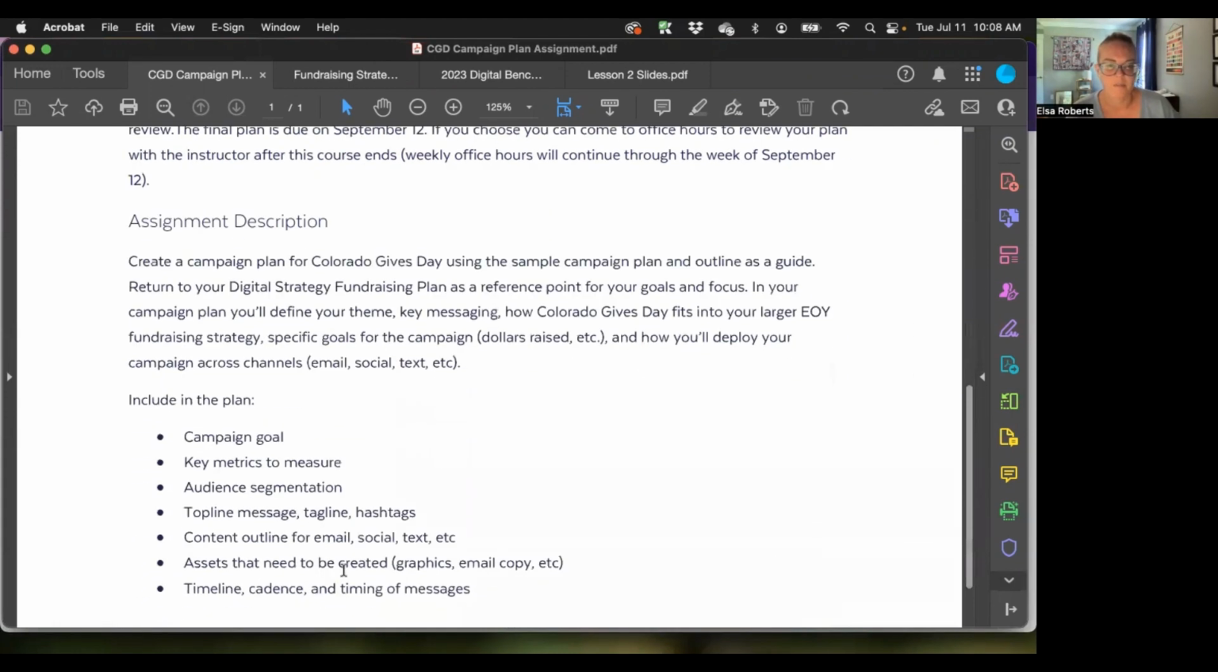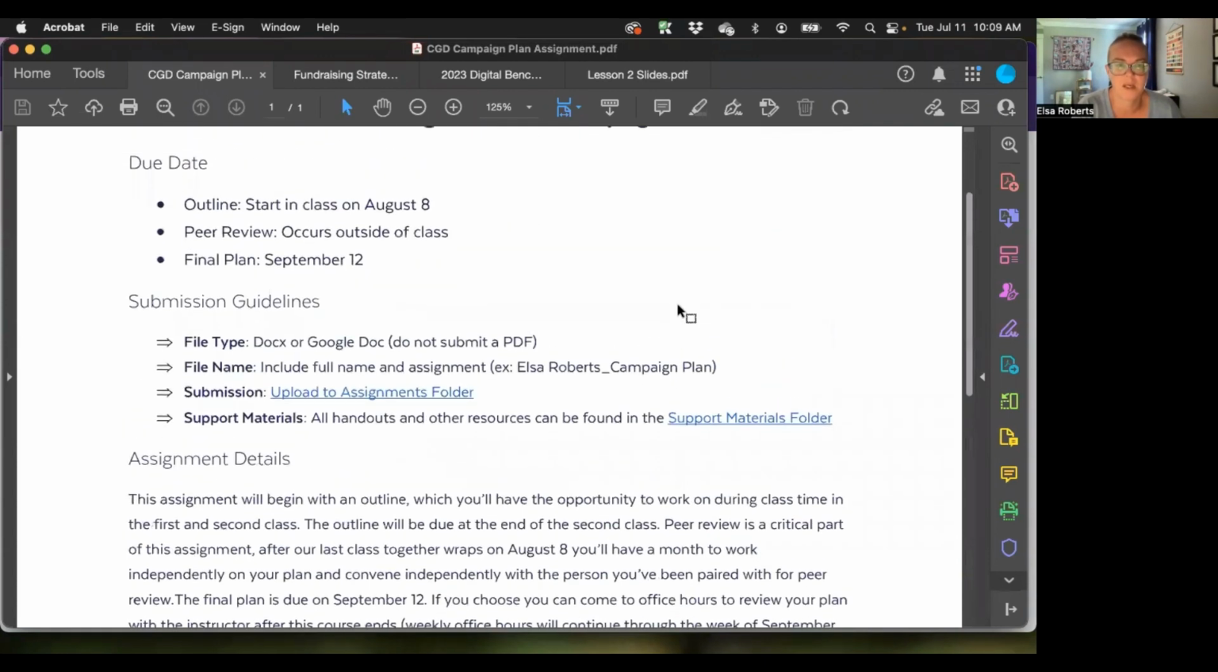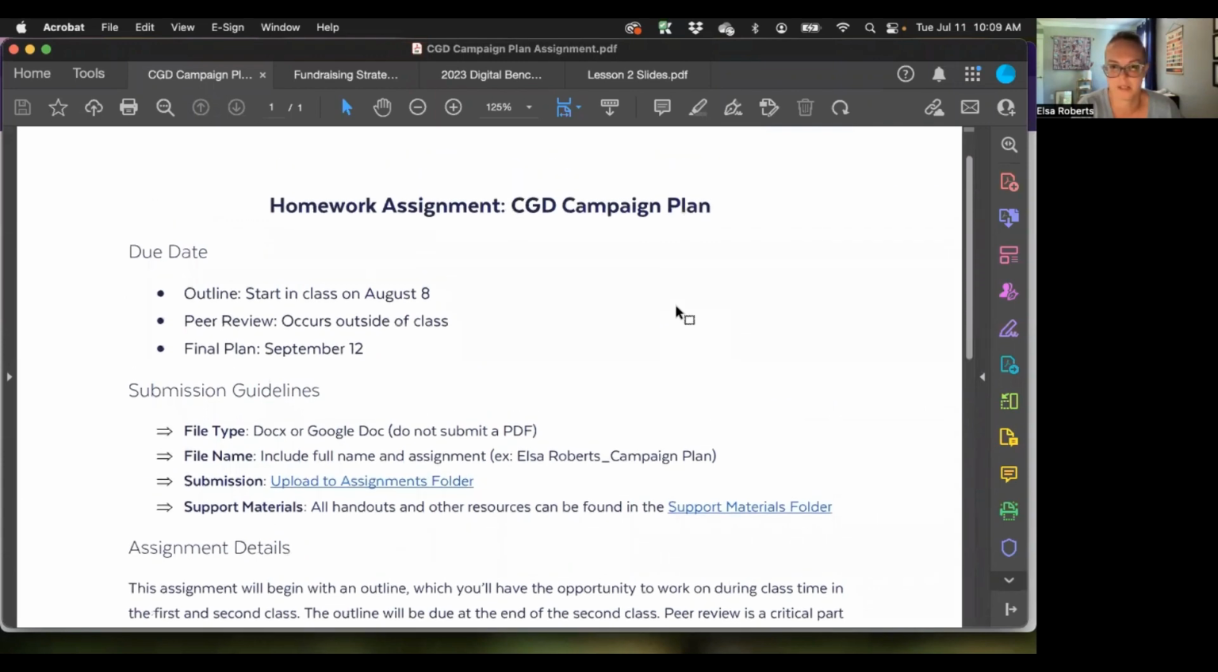There are some things that I recommend including in the plan. And you will have resources related to this, including a campaign outline for you to follow and make use of. Although, of course, as with the strategic plan for your fundraising program, you should feel free to adapt this based on your needs. Does anyone have questions about this assignment or what they'll need for next class? Okay.